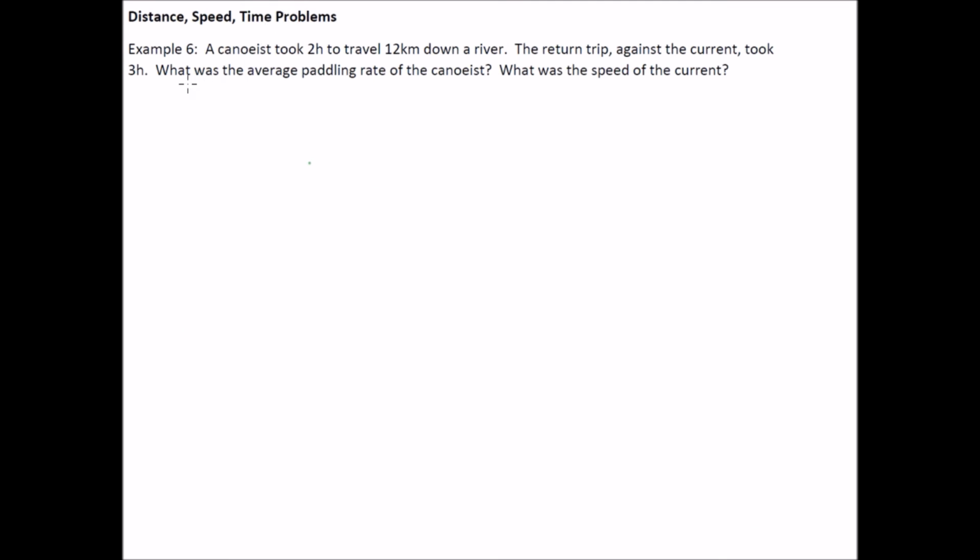Okay, now we're going to take a look at distance, speed, and time problems. So if we recall back to physics in science class, the speed times the time is going to equal the distance. In these questions, there's going to have to be a lot of common sense. A canoeist took 2 hours to travel 12 kilometers down a river. So going down the river, which is 12 kilometers, it took him 2 hours.